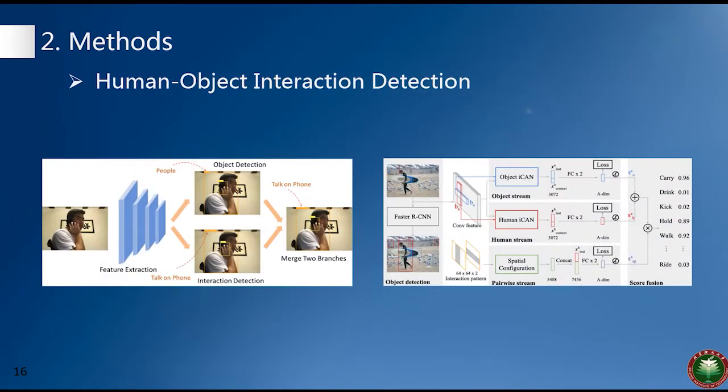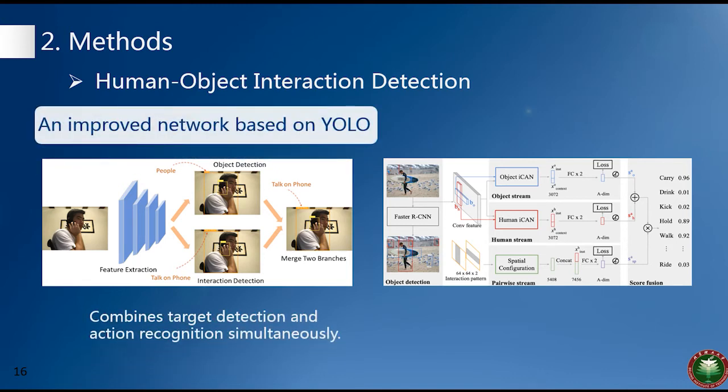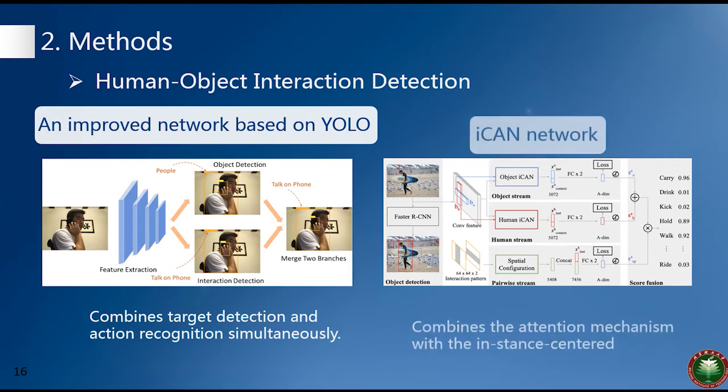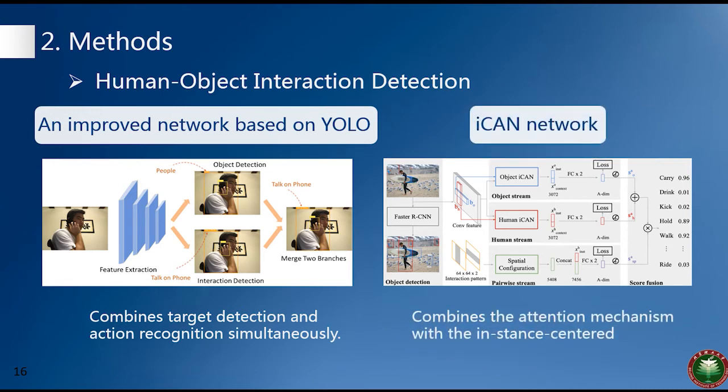When there are many people in the scene that need to be estimated, or multiple behaviors of the same person, the system uses global human-object interaction action. We use two different methods to realize this function. One is an improved method based on YOLO structure that combines target detection and action recognition simultaneously, and another is an ICANN network that combines the attention mechanism with the instance-centered.